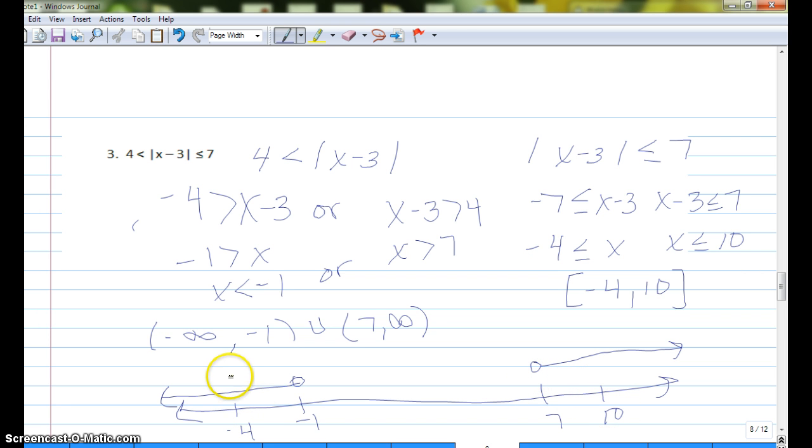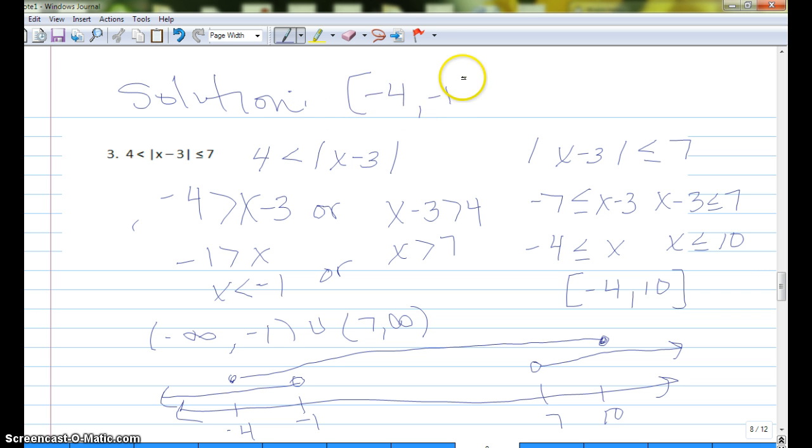So we would want, these are closed dots, that line there. Now our answer is going to be everywhere where they overlap. So they overlap here between negative 4 and negative 1. So I'm going to write our answer up here. So we would go from negative 4 up to negative 1. The negative 4 is a bracket because it's closed, and then negative 1 is open. And then also from 7 to 10.